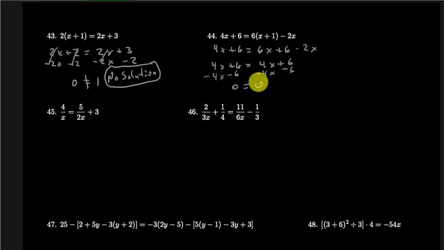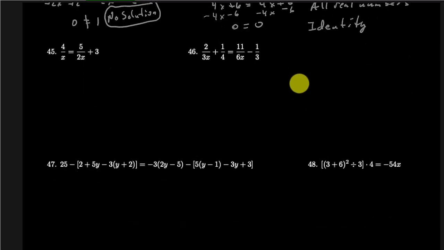The variables went out again, but this time we get 0 equals 0. Is that a true statement? Yes. So this one would be all real numbers. And this is called an identity.